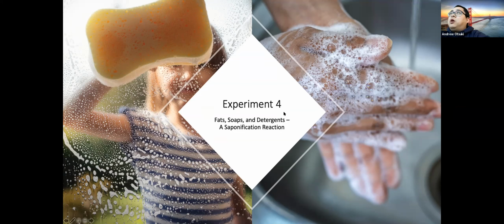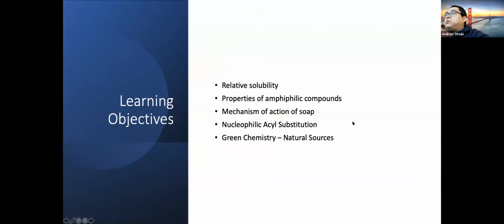Okay, so the experiment is pretty short, so it shouldn't take us long. We'll learn about the relative solubility of soap, fats, and fatty acids, and what soaps are made of. Properties of amphiphilic molecules: that means they have parts that love water, and parts that don't like water, so they shy away, like oil does. We're going to talk about the mechanism of action of a soap.